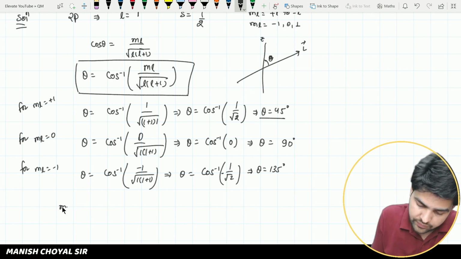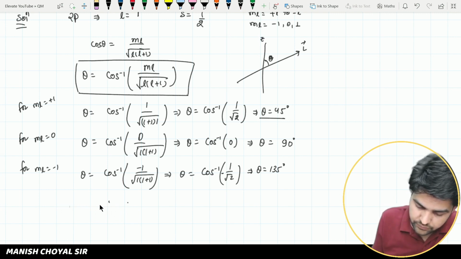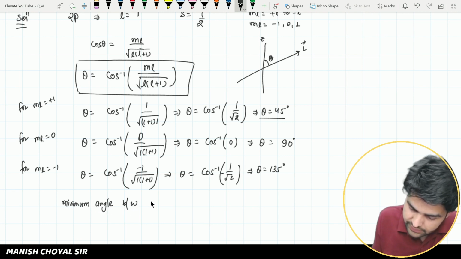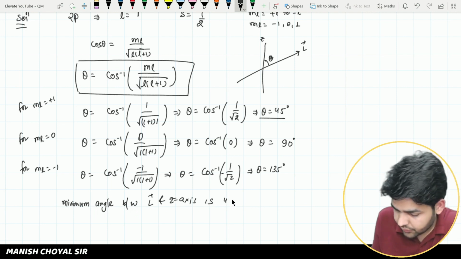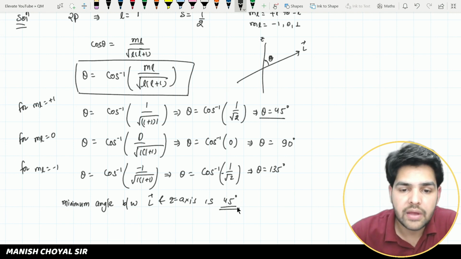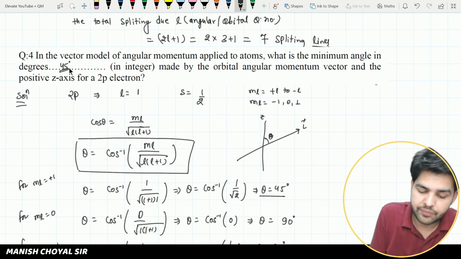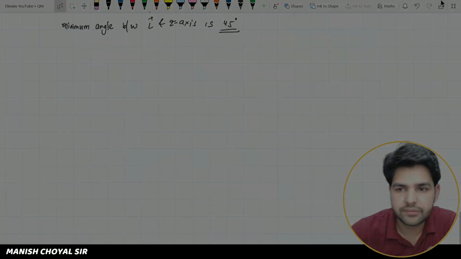So now the minimum angle between L and the Z axis is 45 degrees. So this is a NET question. So here, 45 degrees. Now move to question number 5.